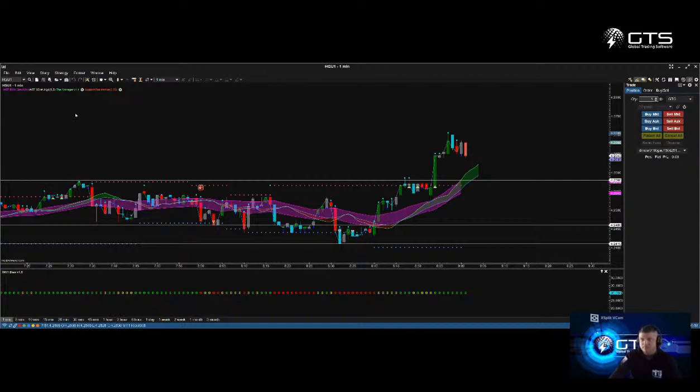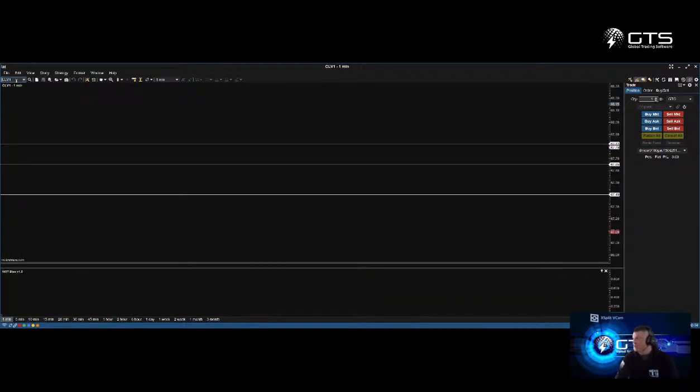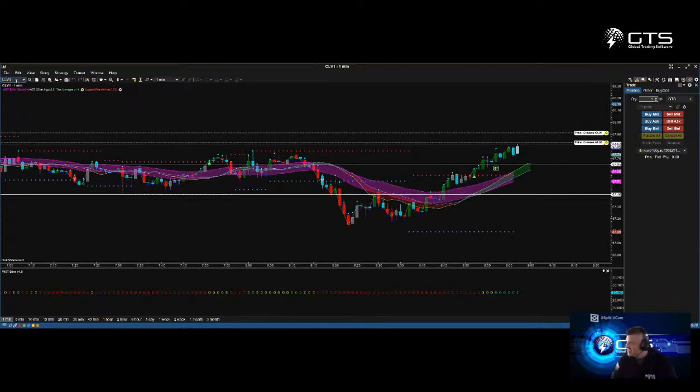I mean, do your thing here. CLV. Looking for a break on CLV. We're approaching. Oh, all right. So back up on the 3 or 5 minute, 6-star buy. Okay.